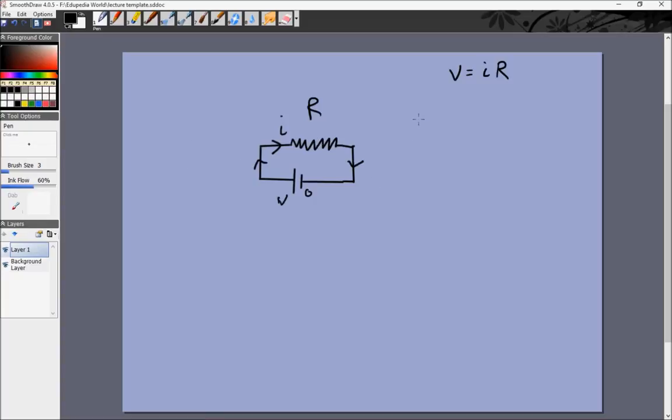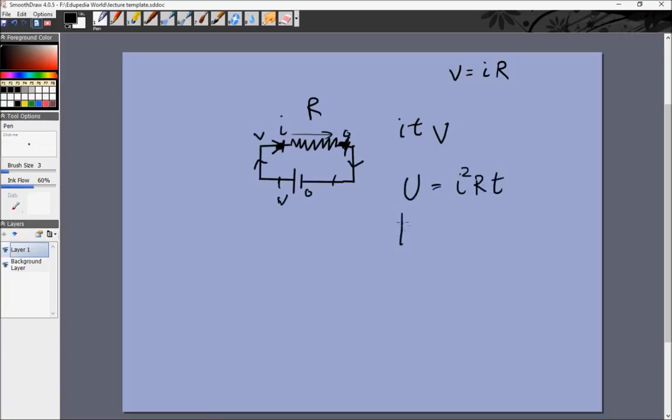So in time t, an amount of charge IT will flow from this end to this end. So this is the amount of charge flowing. If this amount of charge flows from this end to this end, which have a potential difference V, then what is the work done? The work done will be IT times V. Now we know V is equal to IR. From that, the total energy that is dissipated within the resistor is equal to IR times IT, or I squared RT.